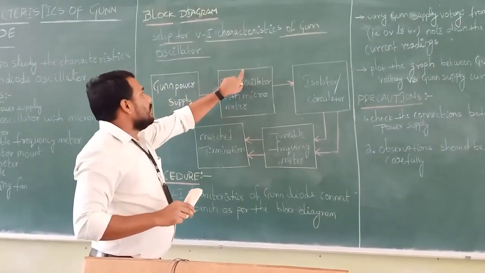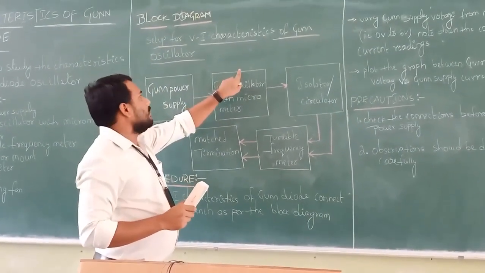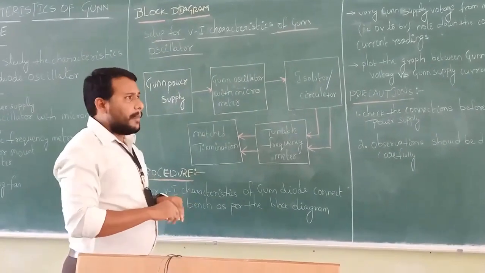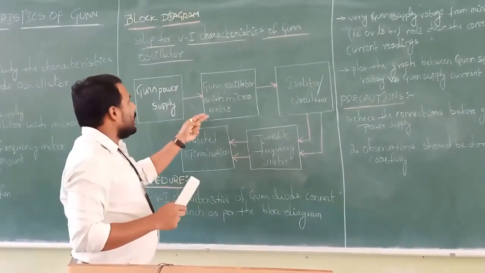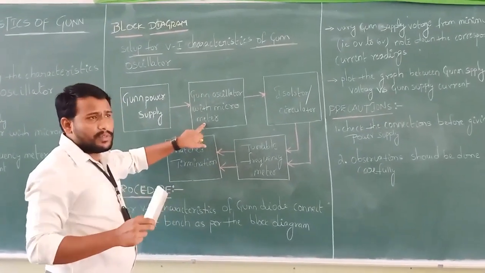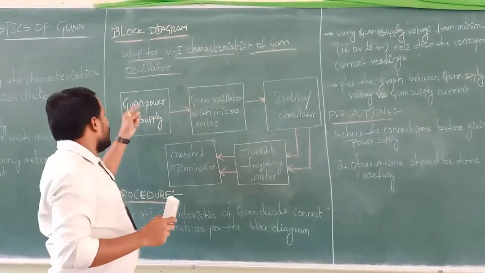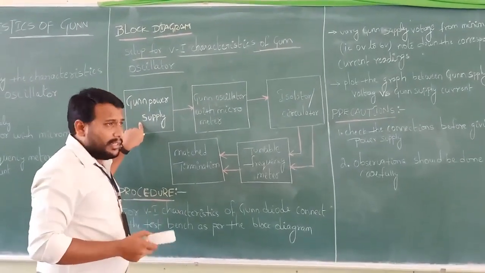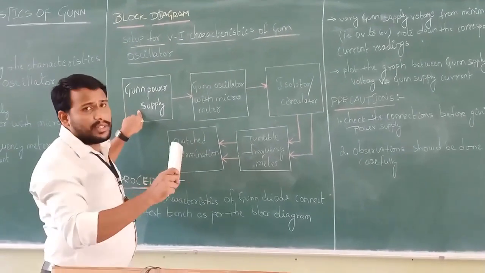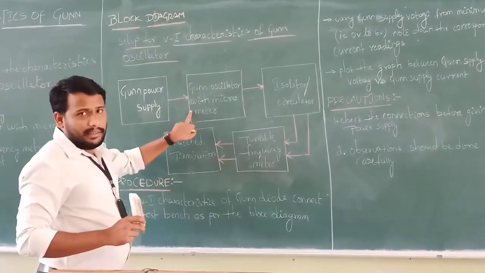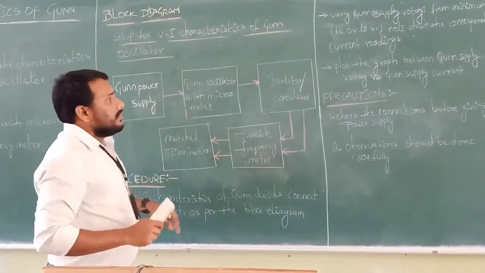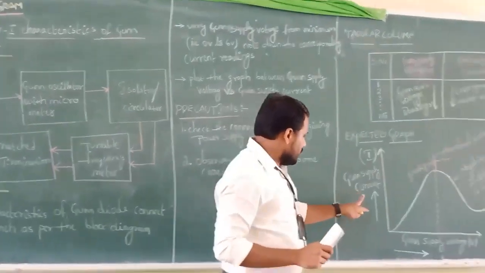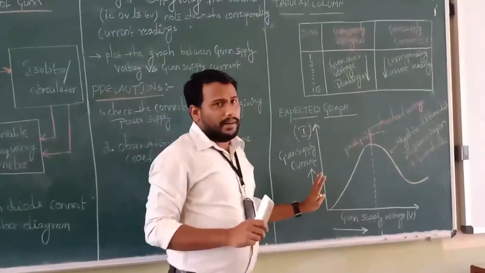I will show that in the laboratory practically. Through that we can see the energy generated by the oscillator in terms of current. So by varying the Gunn bias voltage or supply voltage, you have to take the corresponding current readings and plot the graph of voltage versus current.